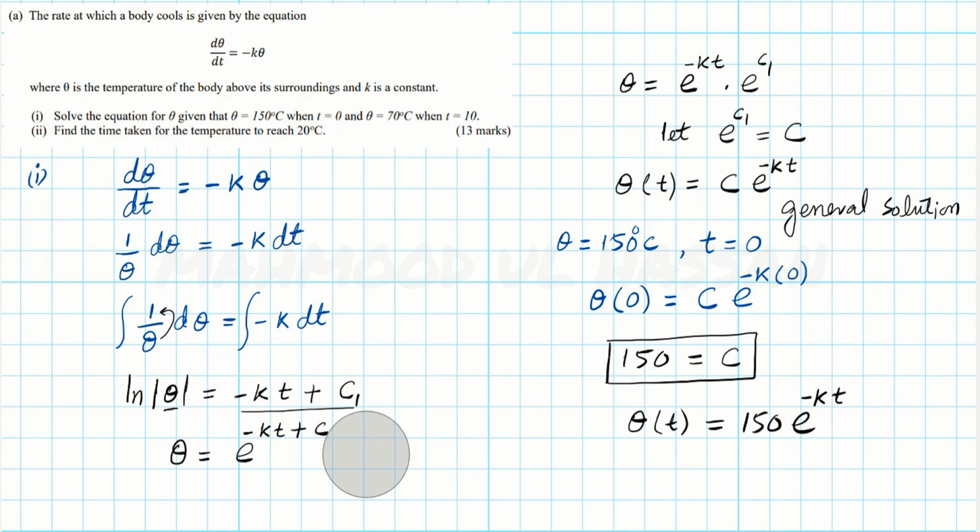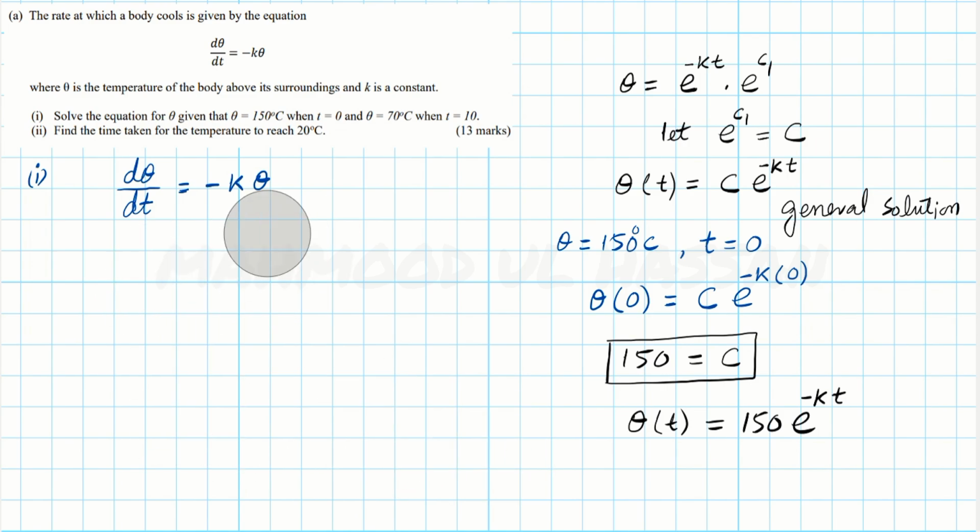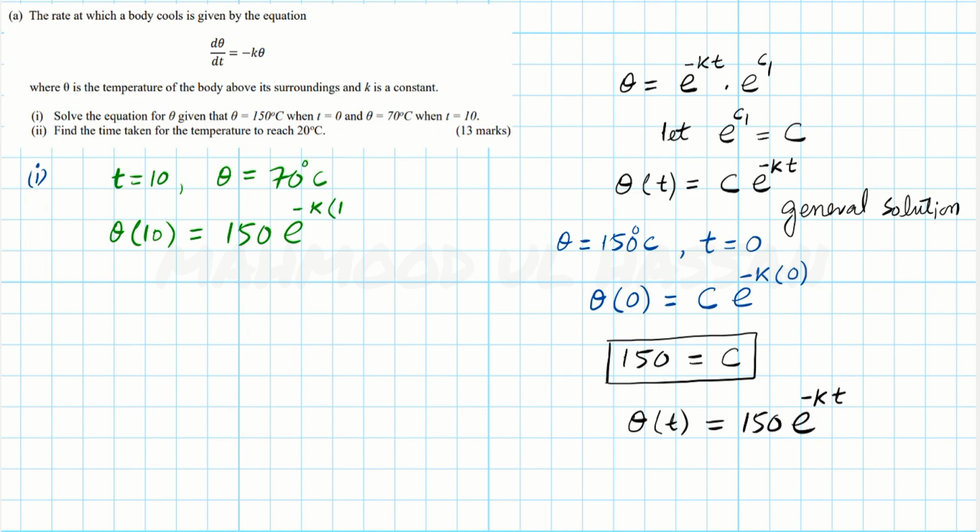Now we are using the second condition, that is when time t equals 10, then theta is equal to 70 degrees Celsius. Putting this value again in the general solution, theta of 10 is equal to, and what is my c? C is basically 150, so that is 150 e raised to the power minus k, and the time t is 10 here.